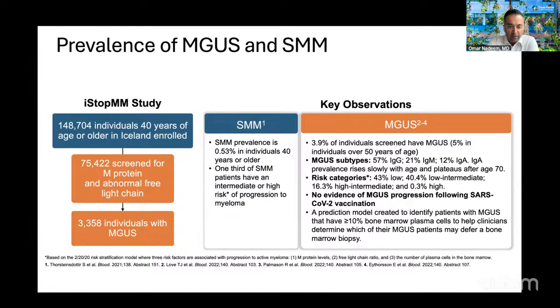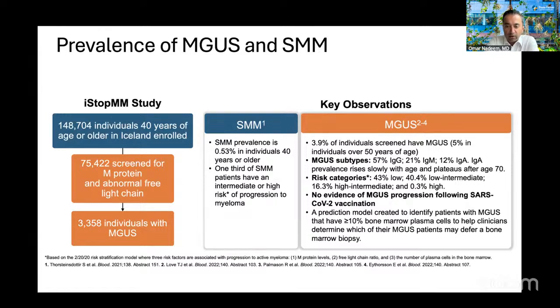So about 75,000 patients were screened for this M protein and serum free light chains, of which a little over 3,000 were positive for MGUS. And that translated to about 4% again of the general population over the age of 40, and it was 5% over the age of 50. And again, over each decade, that number goes up by approximately 1%. So that should tell you that MGUS is not that uncommon.